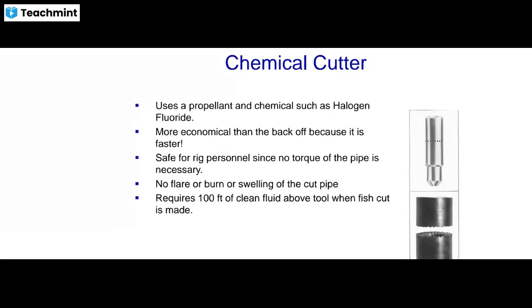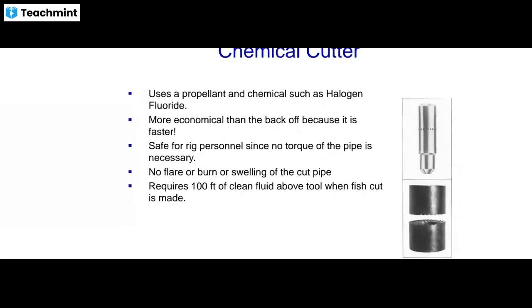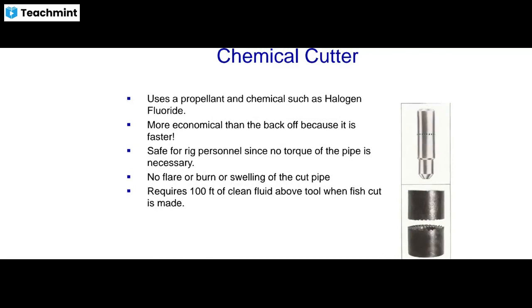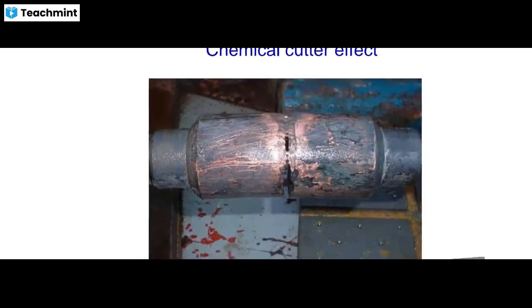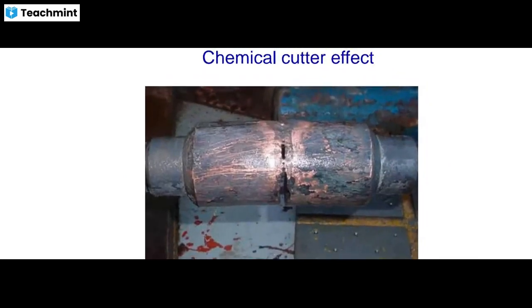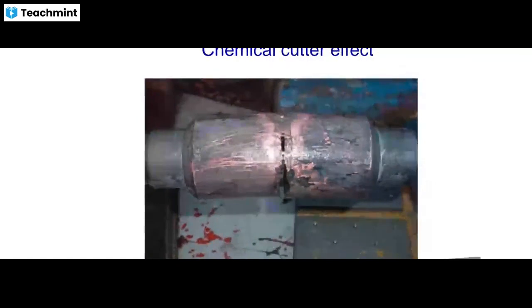Then chemical cutter. So you can see here the chemical cutter uses a propellant and chemical such as halogen fluoride. It's more economical than back off because it is faster, and safe for rig personnel since no torque of the pipe is necessary. No flare or burr or swelling of the cut pipe. It requires 100 feet of clean fluid above the tool when the cut is made. So this is the chemical cutter effect. You can see here the chemical cutter effect.